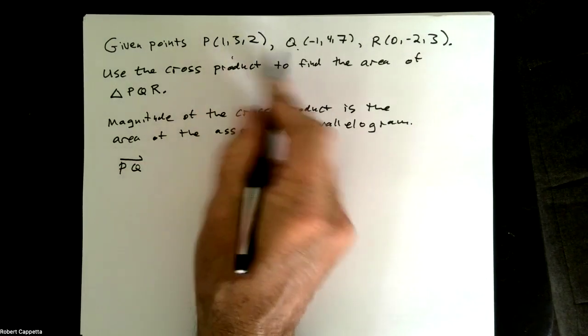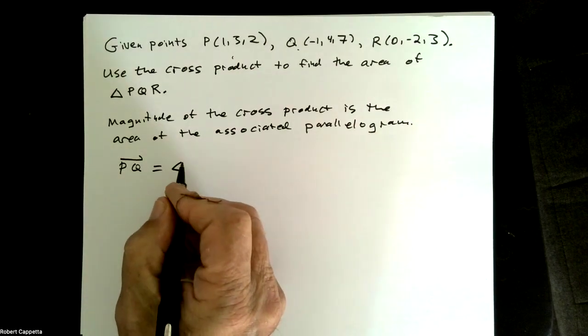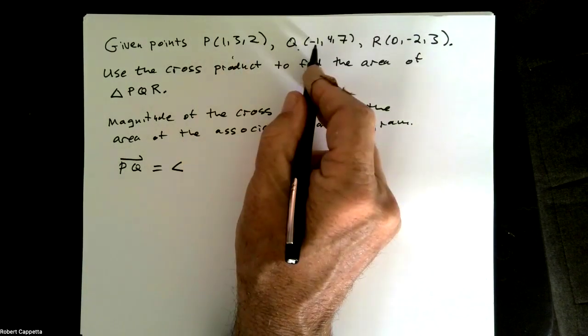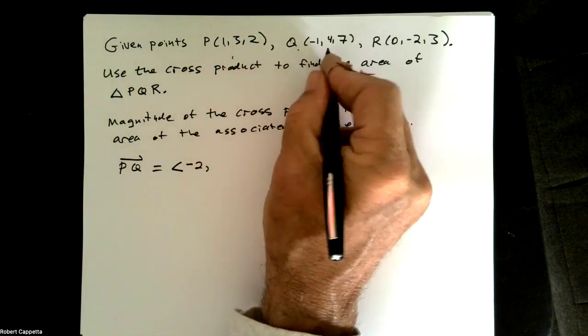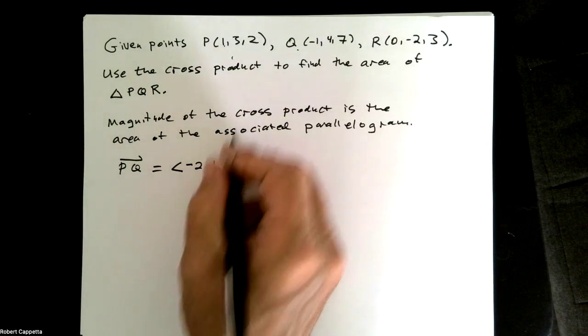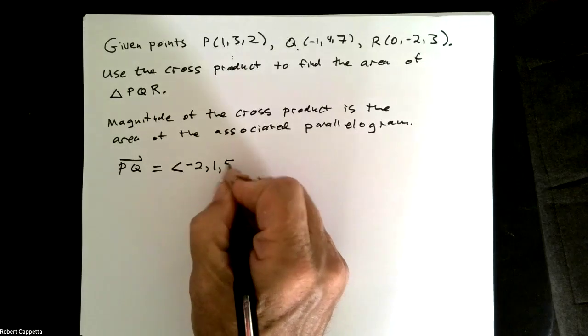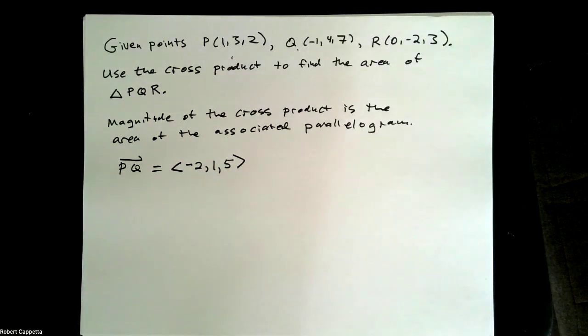So you'll notice (1, 3, 2) to (-1, 4, 7). What will that vector be? Well, what is my change in x? From 1 to -1, the x's are going down 2. From 3 to 4, the y values are going up 1. And the z values from 2 to 7 going up 5. So vector PQ is (-2, 1, 5).